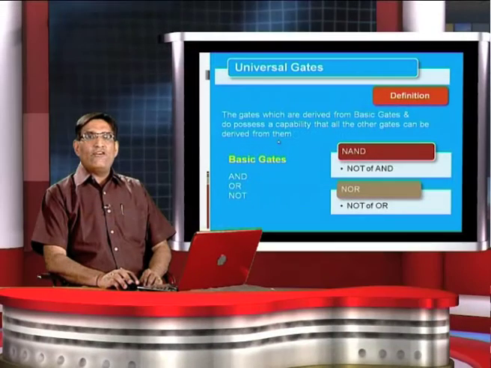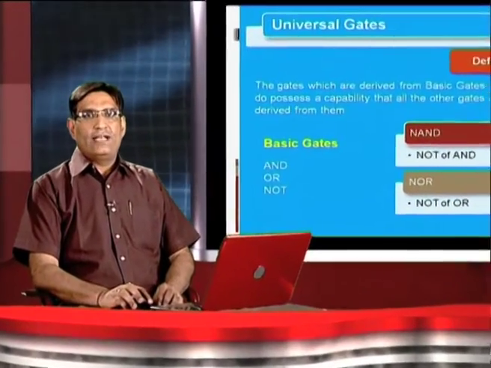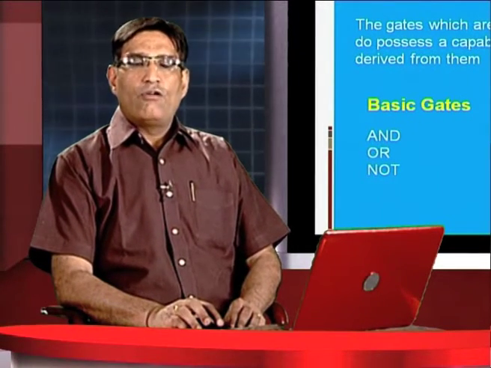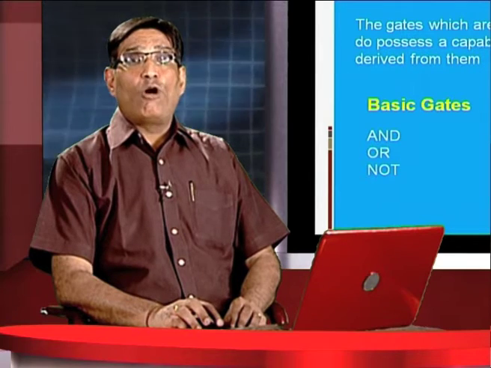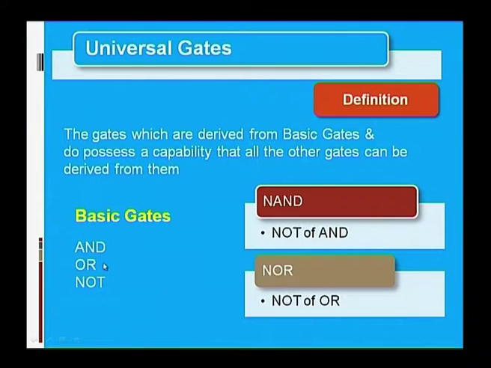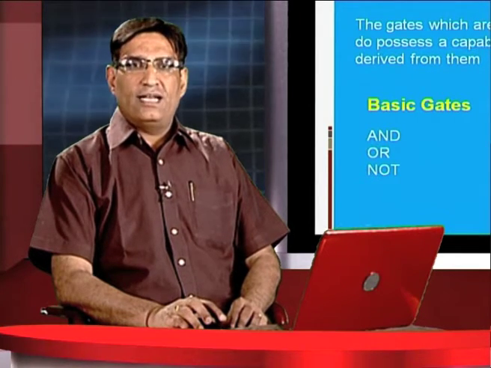That means if I define a gate to be a universal gate, then there are two properties of it. First, it is derived from basic gates only, and second, from the universal gate you can derive all the other remaining 6 gates. We say the basic gates are AND, OR and NOT. So there are two universal gates which can be formed. One is NAND, also termed as NOT of AND, and second is NOR, also termed as NOT of OR.